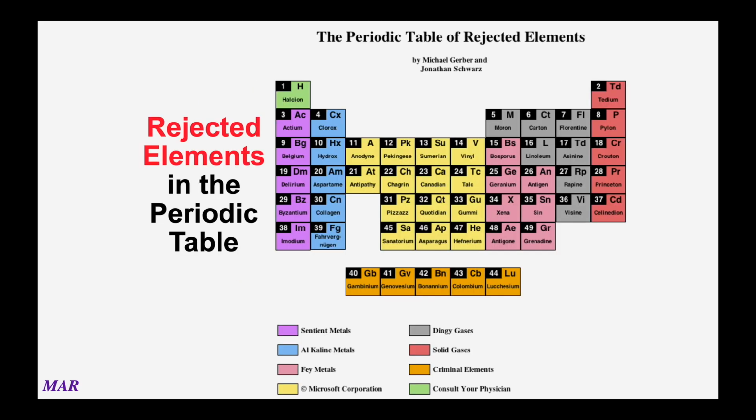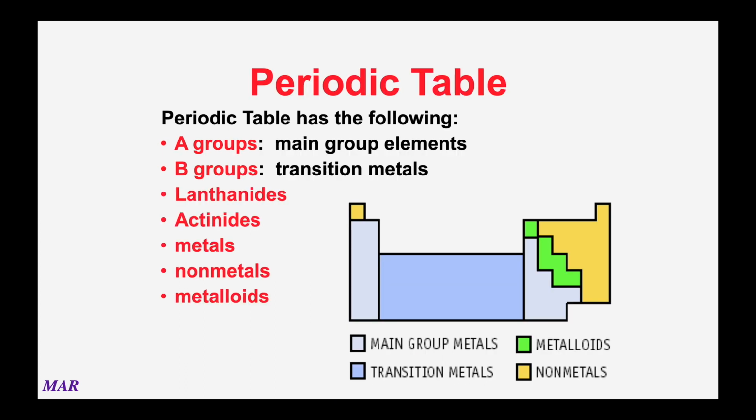Oh, there's also some rejected elements in the periodic tables. Bear with me. Some of these are just totally silly and stuff like that. Here's Clorox, which I won't make any jokes about. Asparagus, which I actually like and stuff. You can see that some of them are criminal elements. Some of them are owned by Microsoft. All right, stupid. Just joking. Anyway, sorry. Maybe I'm not sorry. I don't know. Anyway, periodic table then again.